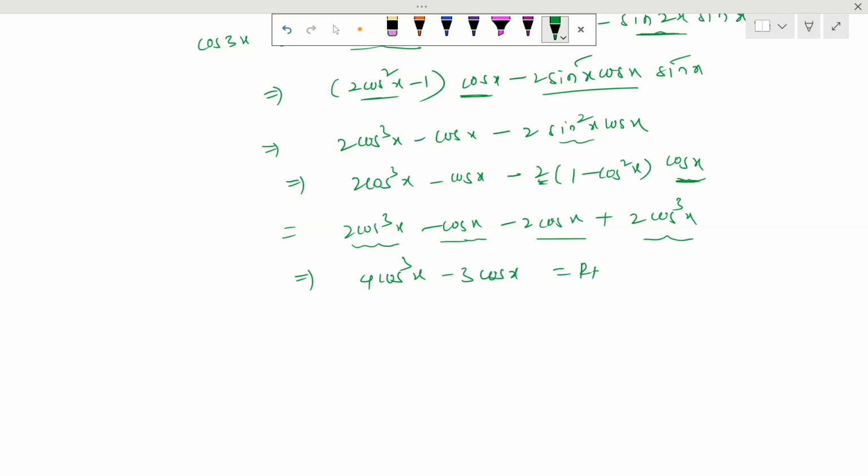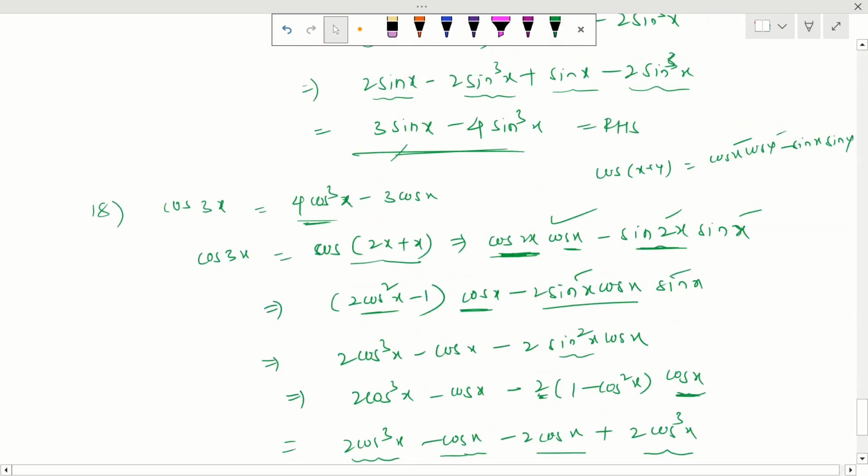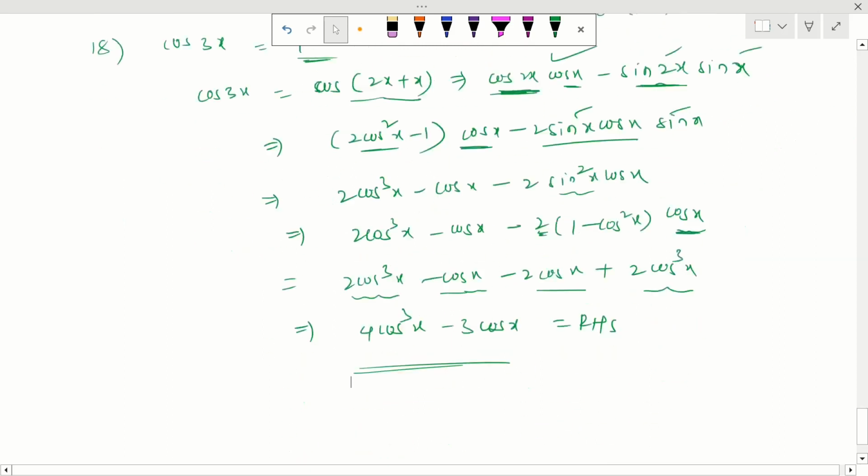Hence it is equal to the RHS, right? This is equal to the RHS. Hence it is proved. So cos 3x is 4 cos cube x minus 3 cos x.